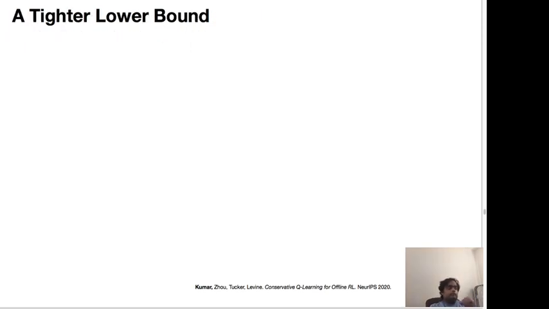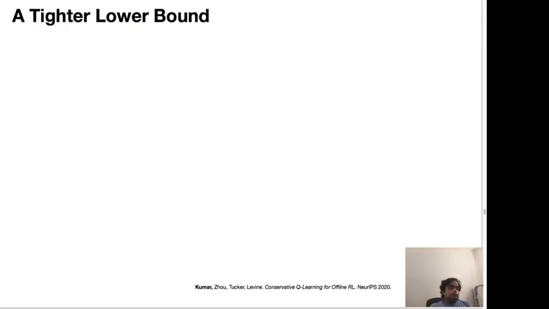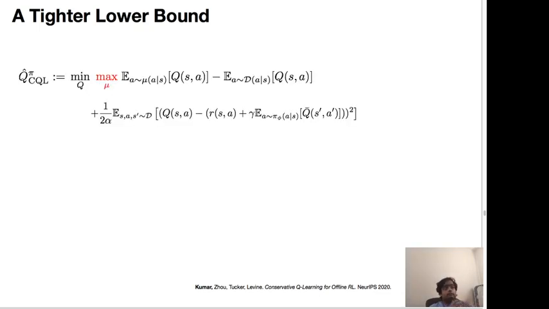It turns out that when you minimize the Q values here, your Q values can end up getting too low in magnitude, because the minimize-big-Q-values term is just a linear term that pushes down the Q values everywhere. So can we do something better? Can we get a tighter lower bound? It turns out that we can.